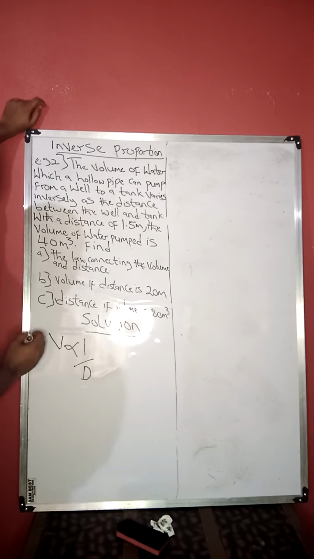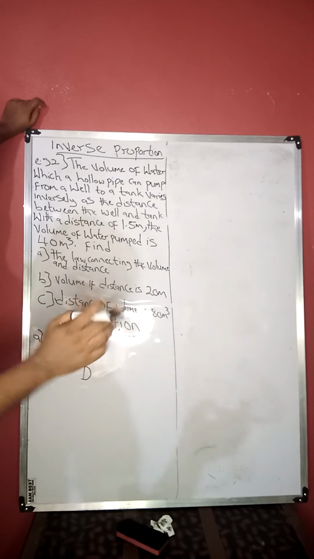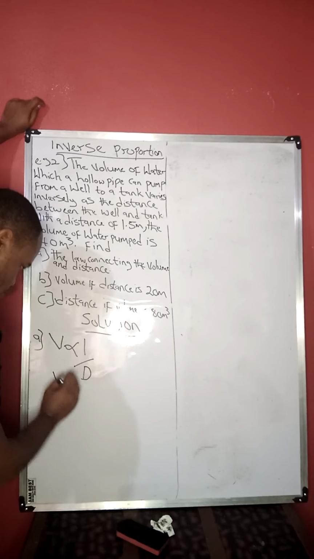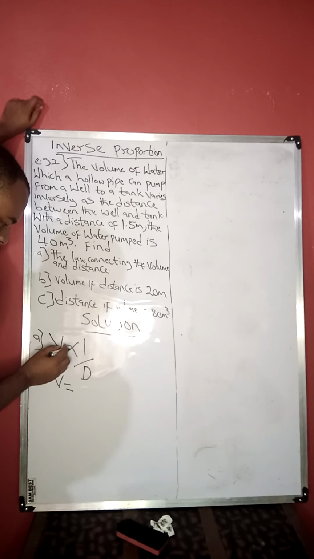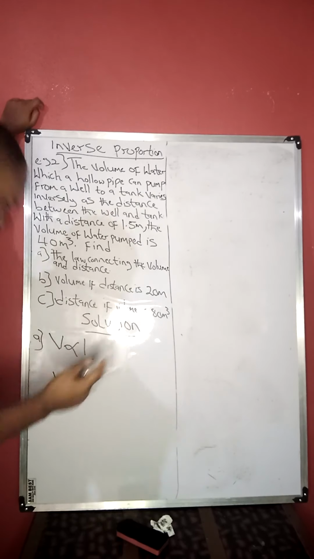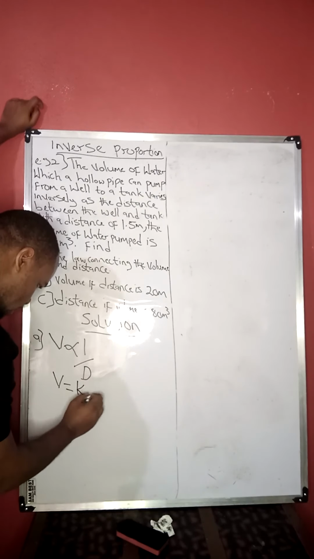Don't forget we are solving the A part. Now what do I do? To take away the variation sign, what do you introduce? Equality. So I'll be writing this as V equal to, because I remove this and put equality, I'll be introducing a constant. Mostly we use the constant as what? K. So I'll be writing K over what? D. Now this is the relationship they're asking us for.